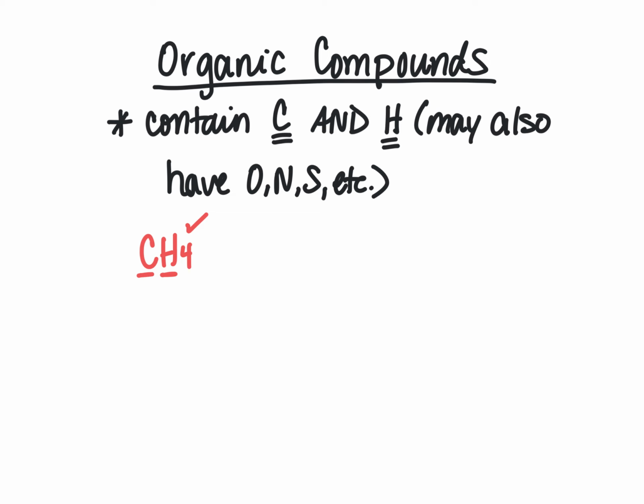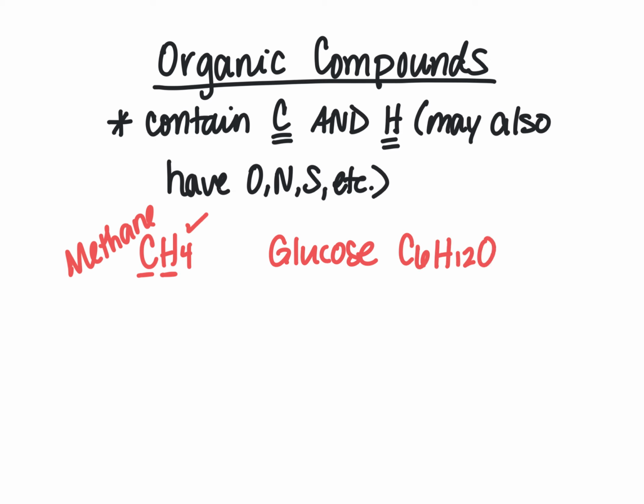We could look at another molecule. We can look at glucose. Sorry, the one over here was methane. Glucose, the molecular formula is C6H12O6. It contains carbon and hydrogen, therefore it is organic. Now, it also has oxygen in it, but that oxygen doesn't matter. All we care about is that carbon and hydrogen are present, therefore it is an organic compound.